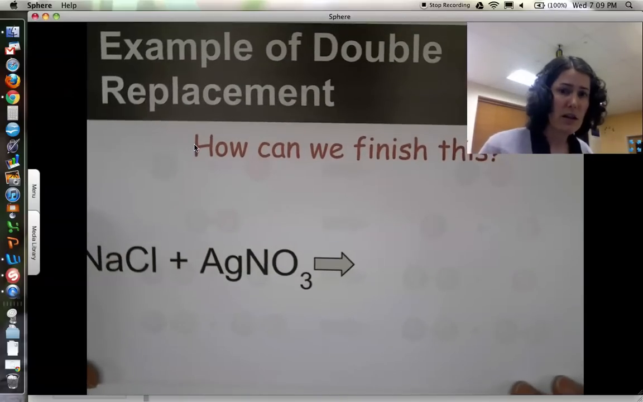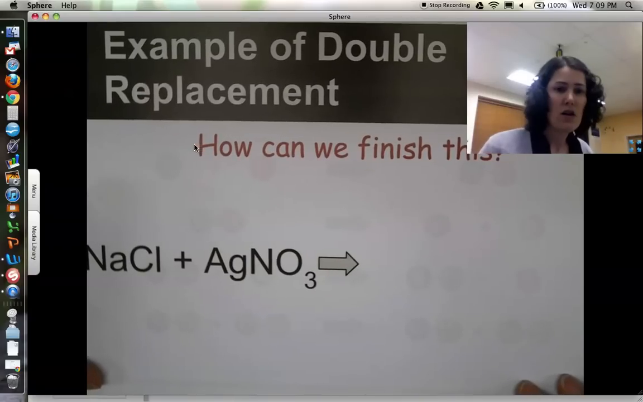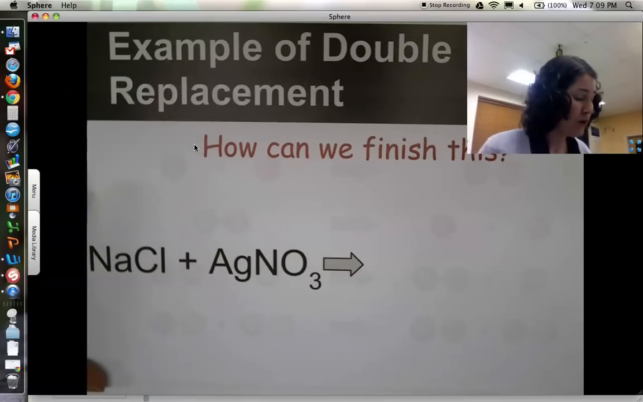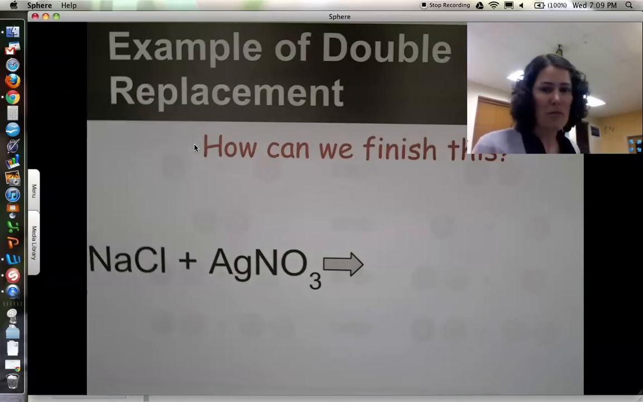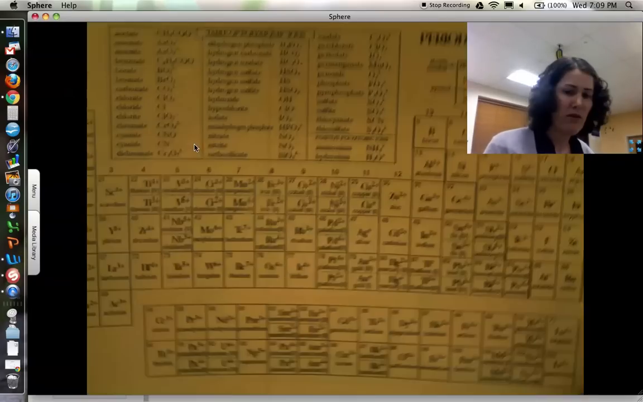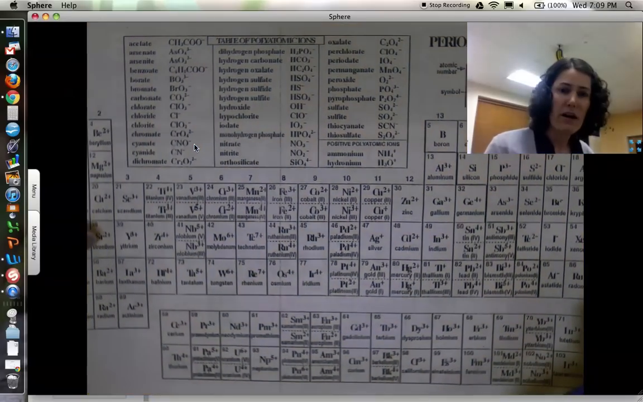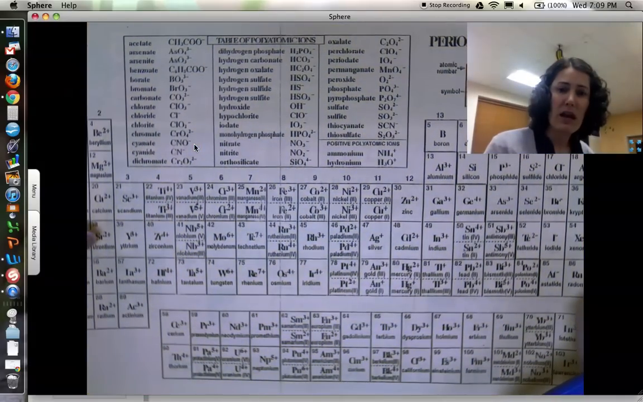And the question we're asking here is, how can we finish this? So if we look at our reactant side, we're starting with NaCl, which is sodium chloride, we should know how to say that now, and AgNO3, which stands for silver nitrate. If I wasn't sure about those, I could go back. I'm going to show you my periodic table of elements, or ions, and I could find them on this periodic table again if I needed to.